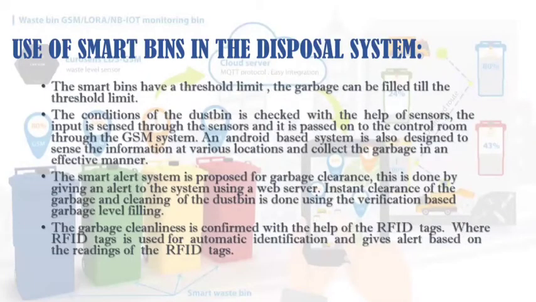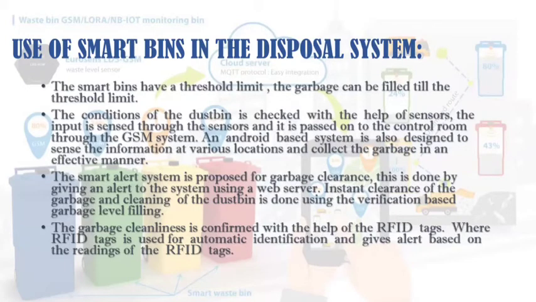Now, how are the smart bins used in the disposal system? The smart bins have a threshold limit. The garbage can be filled till the threshold limit. The conditions of the dustbin is checked with the help of sensors. The input is sensed through the sensors and it is passed onto the control room through the GSM system. An Android-based system is also designed to use the information at various locations and collect the garbage in an effective manner. The smart alert system is proposed for garbage clearance.